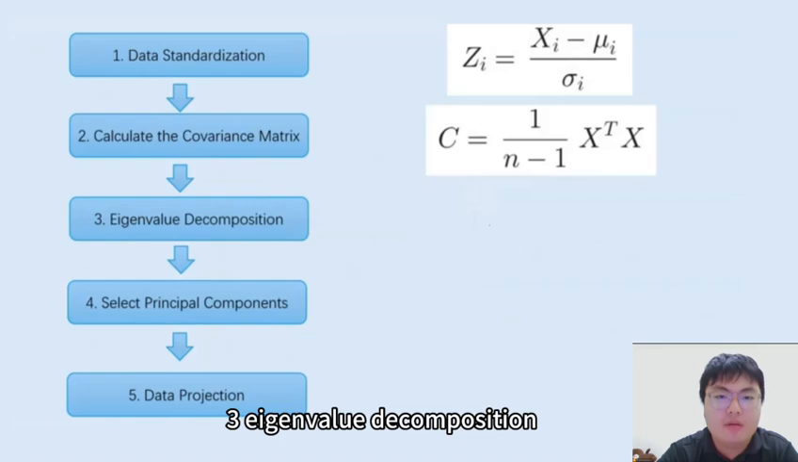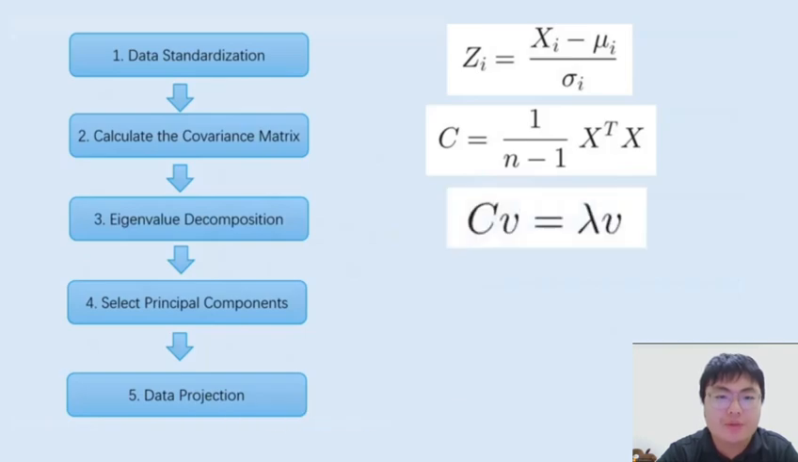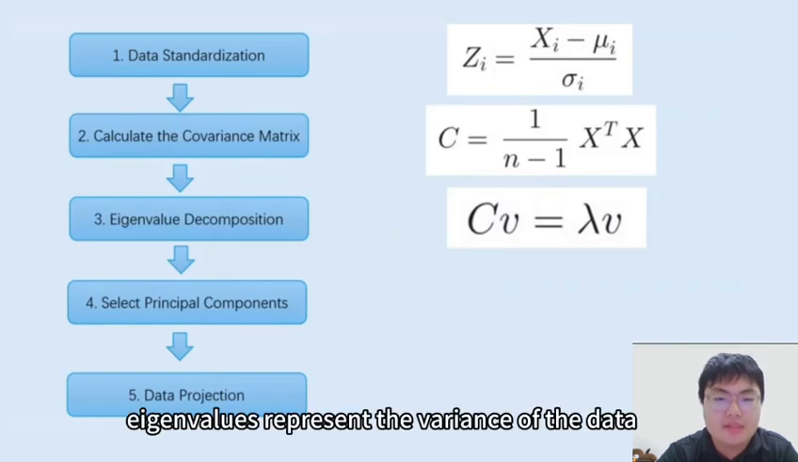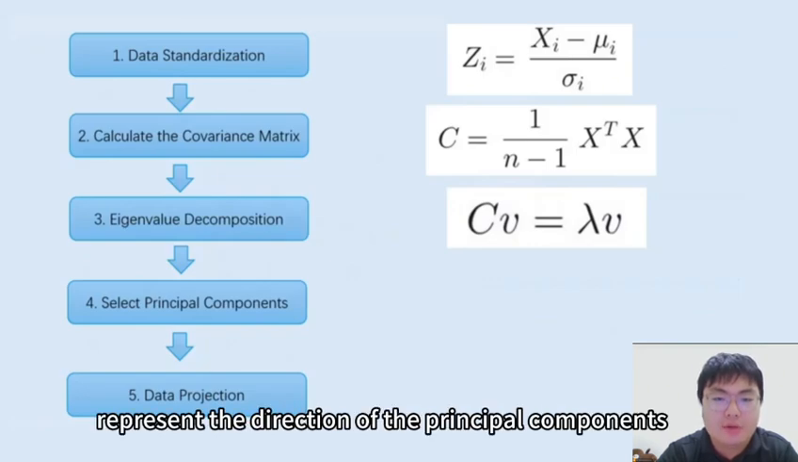3. Eigenvalue decomposition. Solve the characteristic equation of the covariance matrix C to obtain eigenvalues lambda and eigenvectors v. Eigenvalues represent the variance of the data in the corresponding direction, and eigenvectors represent the direction of the principal components.